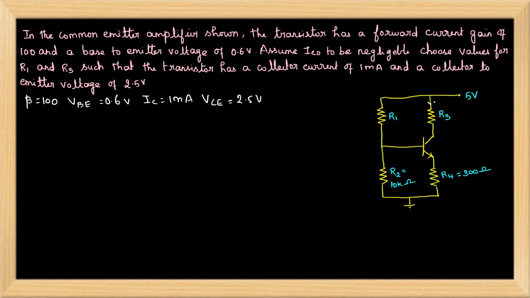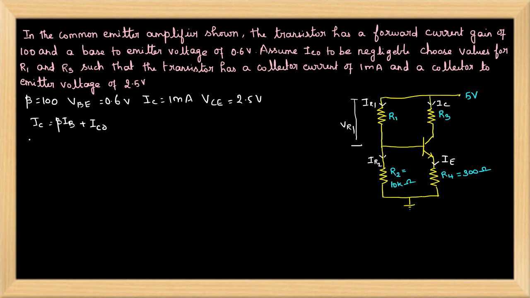Let the current flowing through R3 be IC and let the current flowing through R4 be IE. Let the current flowing through R1 be IR1 and through R2 be IR2, and the voltage across R1 be VR1. It will be helpful for solving this problem. And we know that IC equal to beta IB plus ICO. Here ICO is nothing but the leakage current. In the problem it is given that it is negligible, so we can take IC equal to beta into IB.